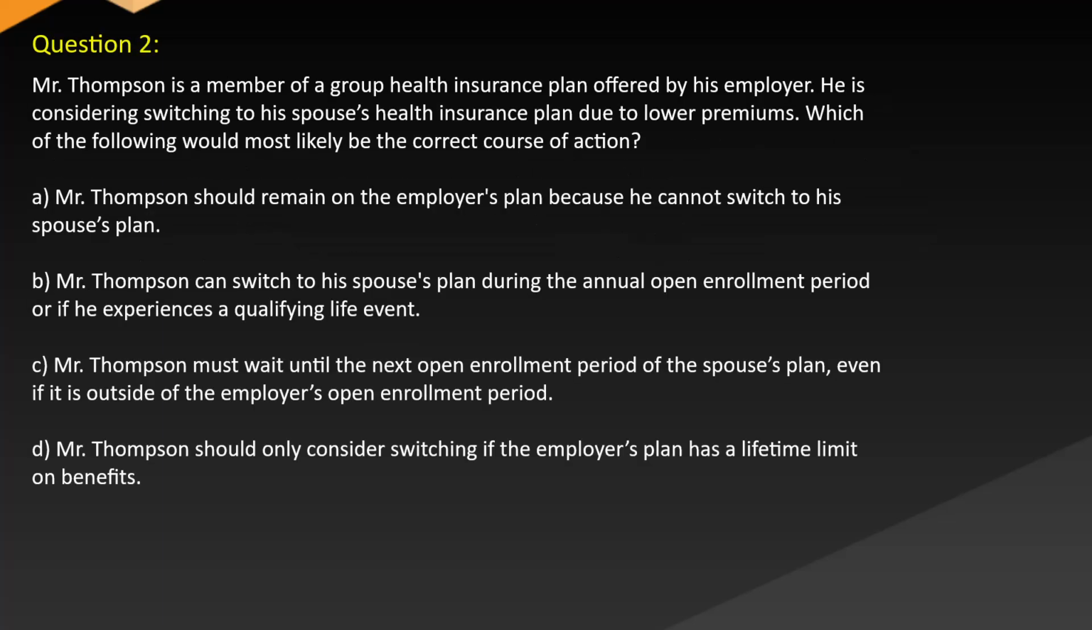Question 2. Mr. Thompson is a member of a group health insurance plan offered by his employer. He is considering switching to his spouse's health insurance plan due to lower premiums. Which of the following would most likely be the correct course of action? A. Mr. Thompson should remain on the employer's plan because he cannot switch to his spouse's plan.